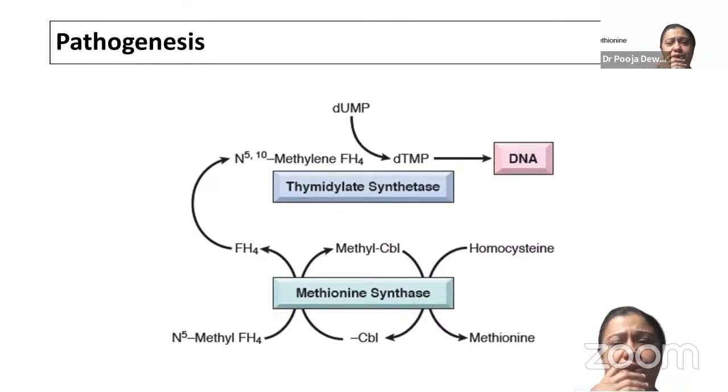This is another slide which is showing how DNA synthesis occurs. As I told you, methyl tetrahydrofolate, which acts as a donor for activation of cobalamin, gets converted into tetrahydrofolate, which gets converted into methylene tetrahydrofolate, and further gets converted into DNA.